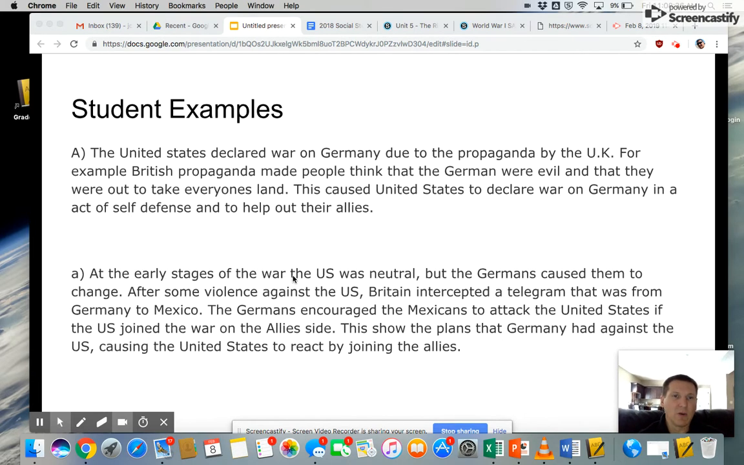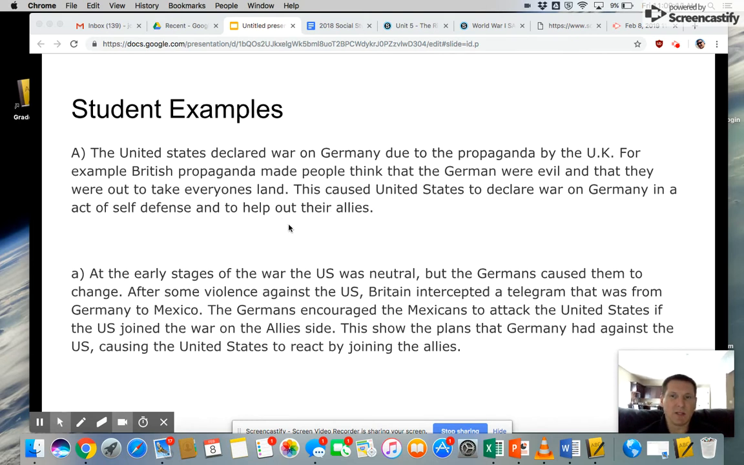All right, let's look at another one. The United States declared war on Germany due to the propaganda by the UK. All right, good. We've chosen a position. For example, British propaganda made people think that the Germans were evil and that they were out to take everyone's land. Okay. This caused the United States to declare war on Germany in an act of self-defense and to help out their allies. Okay. Pretty good here. I would say we probably should go a little bit more into detail with explaining British propaganda, but an okay answer here.